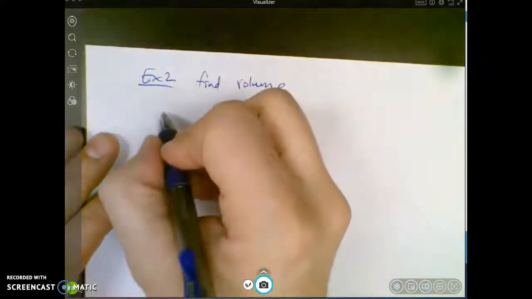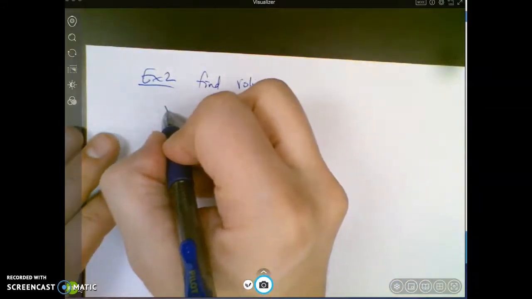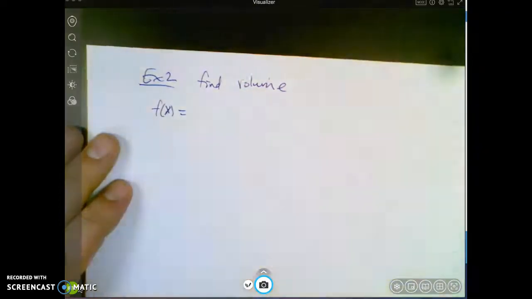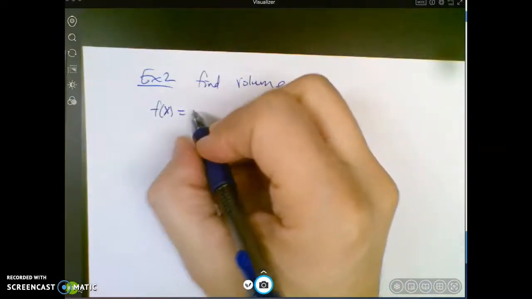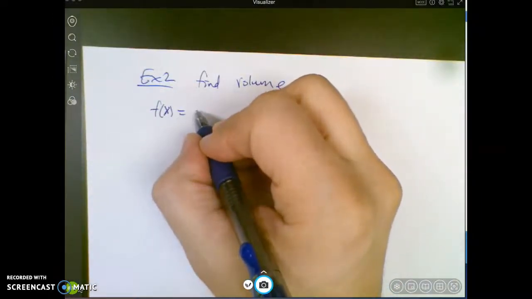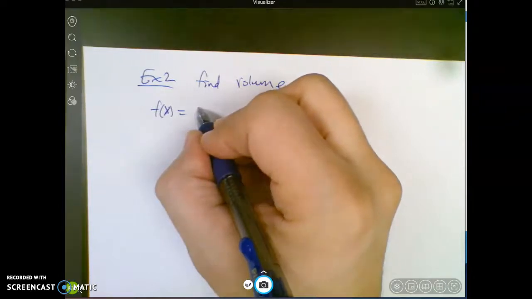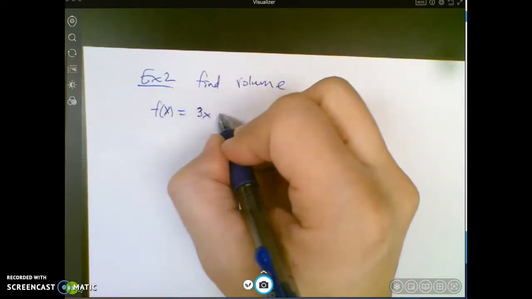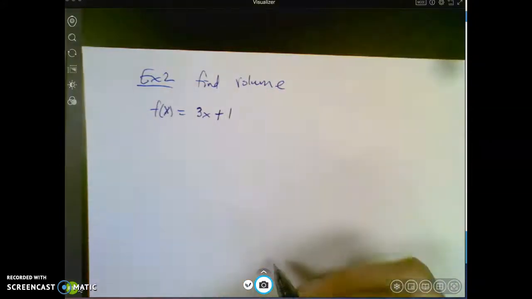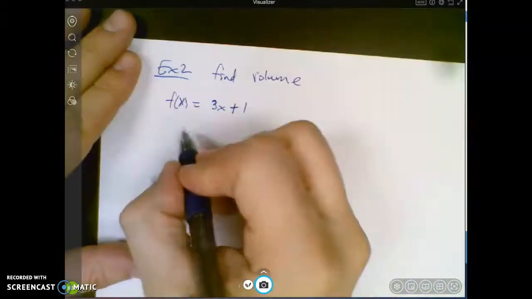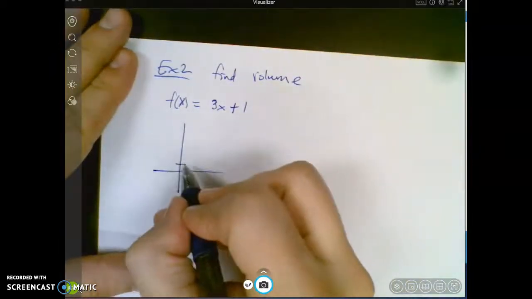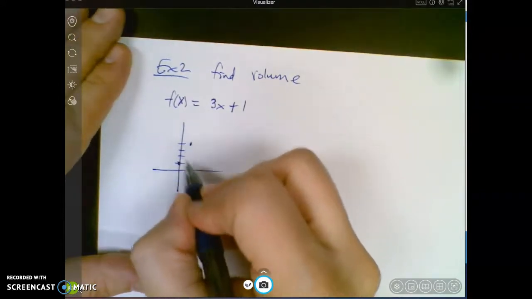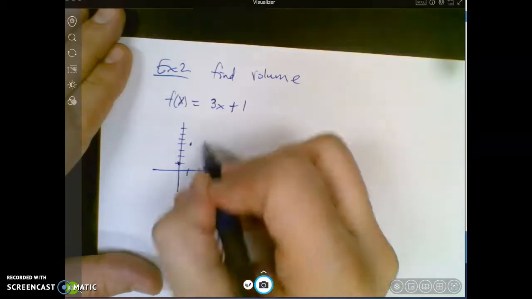Okay, so we're going to say our equation is y, or f of x, equals 3x plus 1. Okay, so this looks pretty nice, right? If you looked at a graph, you know what this looks like. You start up 1, then you go up 1, 2, 3, right 1, right? 1, 2, 3, right 1.